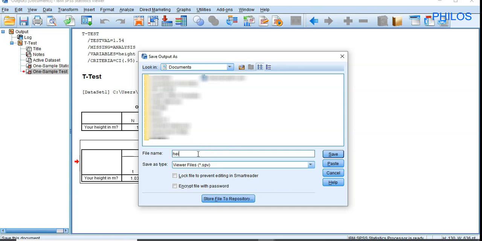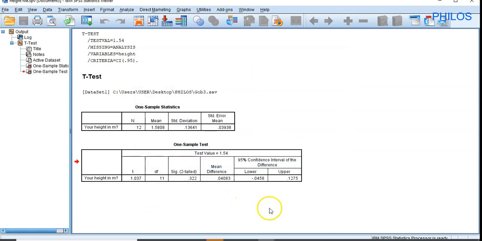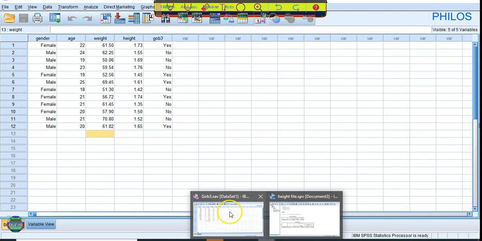So height file. You can choose to save it here in Documents, or you can choose another location to save it. So I want to save mine at Philos. So I select where I want to save it. This is where I want to save mine at Philos, and then I click on Save. When you're done saving, you can decide to close this part, or you come to the taskbar and then go back to the Data View.